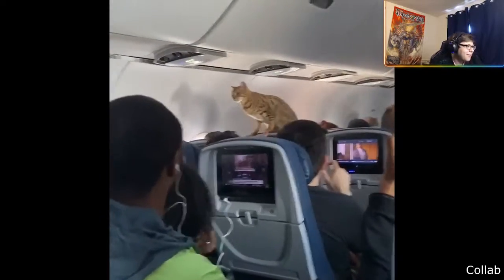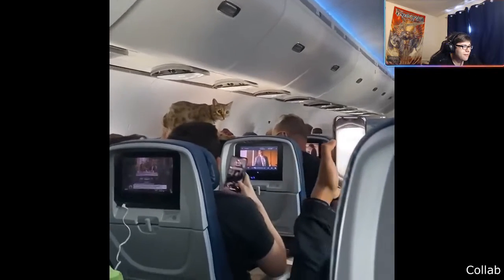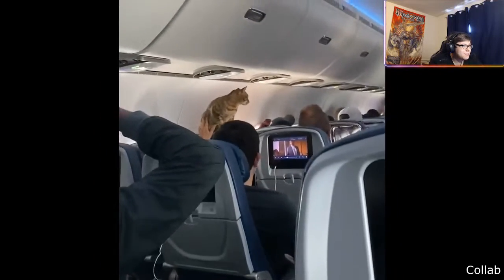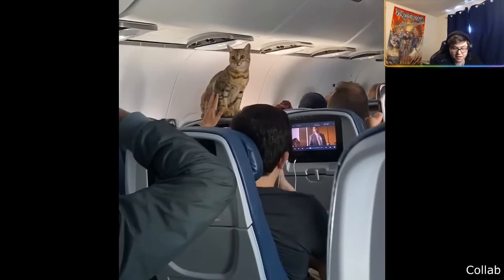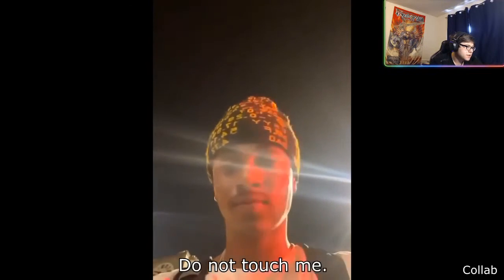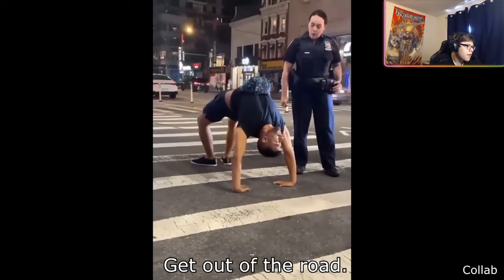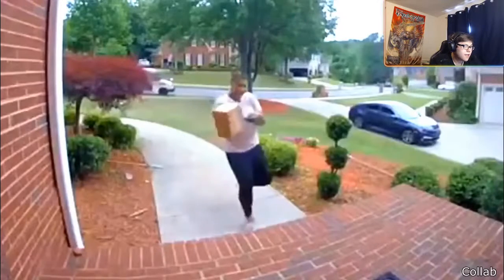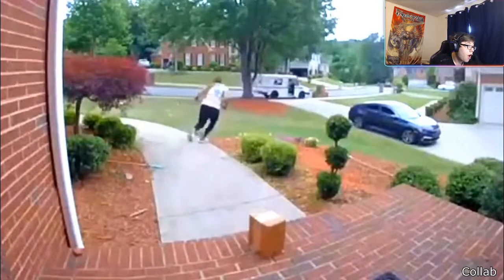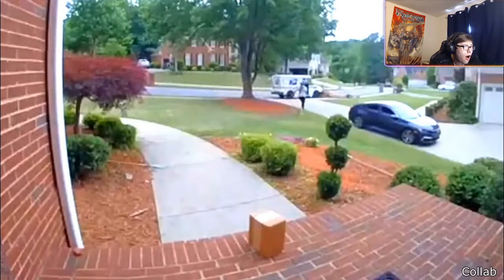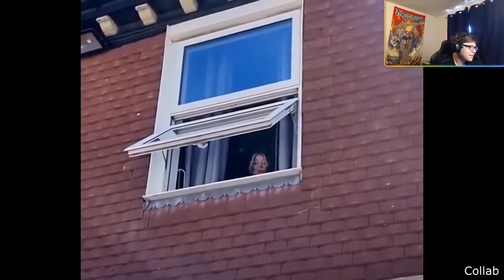This cat escaped from the carrier and started running around the airplane. What is this bloke doing, bro? He's just chilling. Yeah, he's just chilling. Can't complain about that at all. Do not touch me. Go away from me. Get out of the road. This mail delivery person totally forgot to park their truck. Looks like a human got out of that trash can, bro.